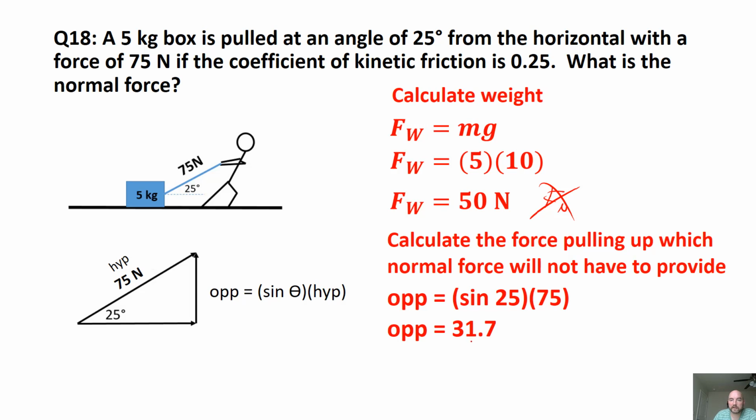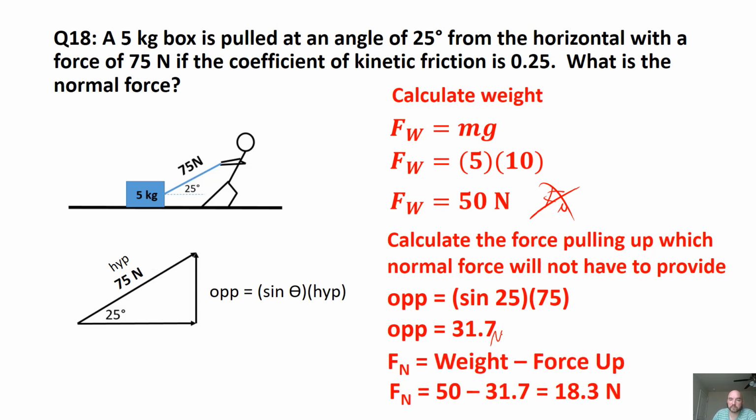And so we can plug these values in, and we find out that we are pulling 31.7 newtons of force upwards. Because we're pulling 31.7 newtons of force upwards, the ground's not going to have to do as much work to push it upwards. The weight is pushing down by 50 newtons. We are pulling up by 31.7 newtons. So the ground only has to do a little bit left over.